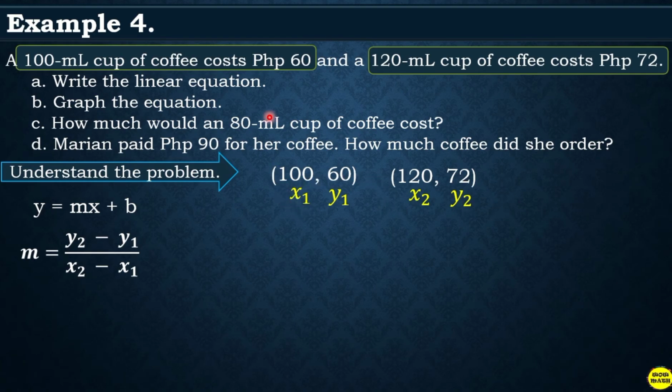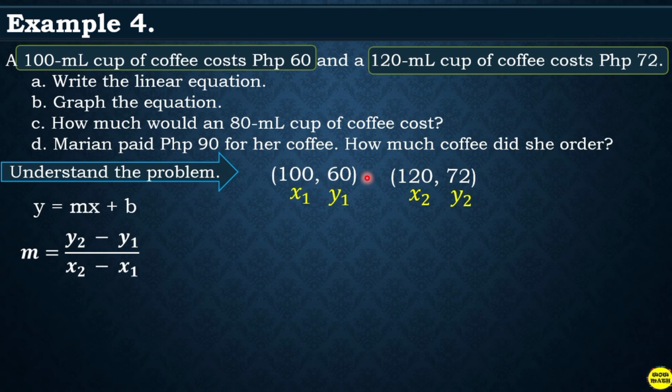So, ulitin ko nga, ang given natin sa problem is meron tayong pairing, no? So, ibig sabihin ordered pair siya. Okay, so 160 and then 120, 72. Okay, so i-label natin siya ng x sub 1, y sub 1, x sub 2, y sub 2. So this means this is your first point and then this is your second point. Okay, now in solving this problem, kasi ang hinahanap natin ngayon sa letter A is you have to write the linear equation. So, how are you going to write the linear equation?